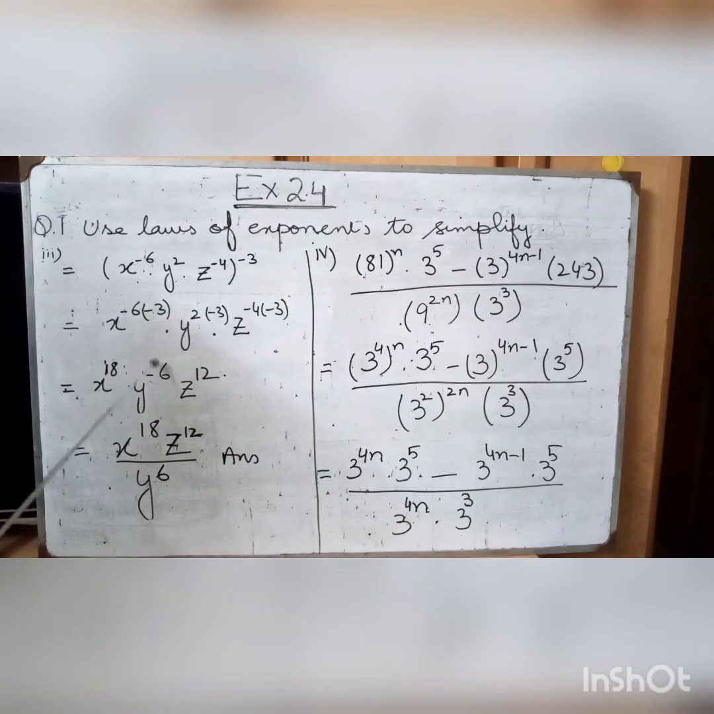Again, using the laws of indices, we have x raised to power 18, z raised to power 12 over y raised to power 6. Due to this negative sign, it becomes denominator.